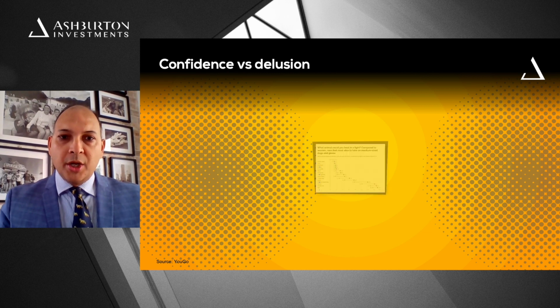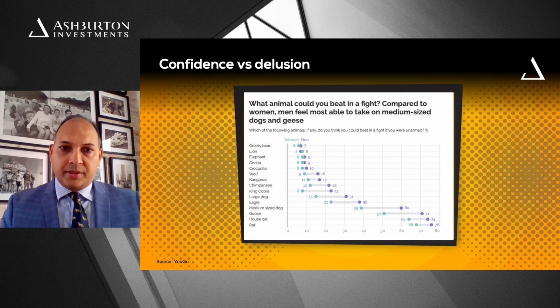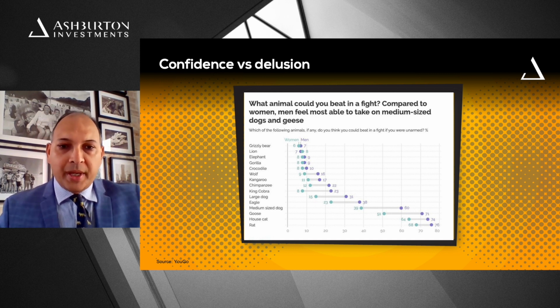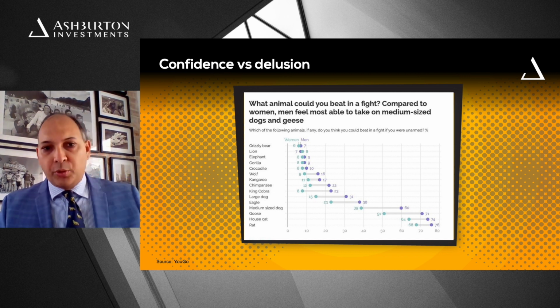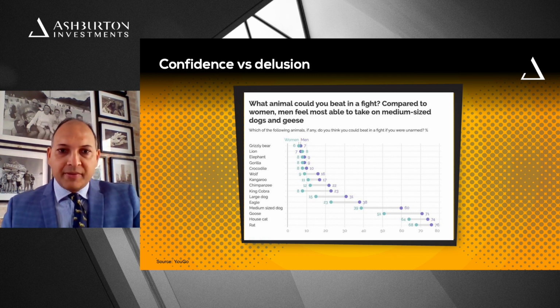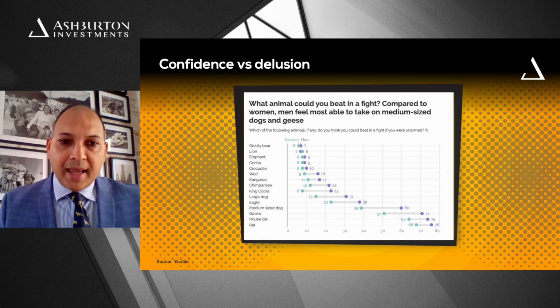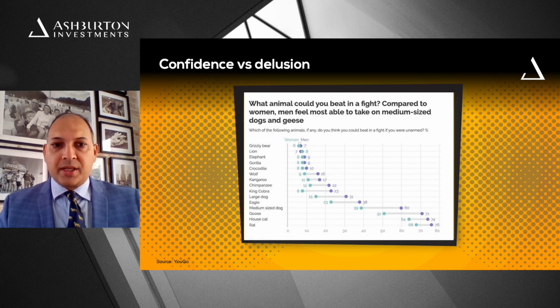Firstly, let's talk about one of the main behavioral problems for investors. This is a very recent YouGov poll done in the UK, asking a sample of men and women whether they could beat these various animals in a kind of fist fight. Interestingly enough, talking about overconfidence, about 7 to 9% of men interviewed said they could beat a grizzly bear or a lion or an elephant with their bare hands. So that's clear overconfidence.